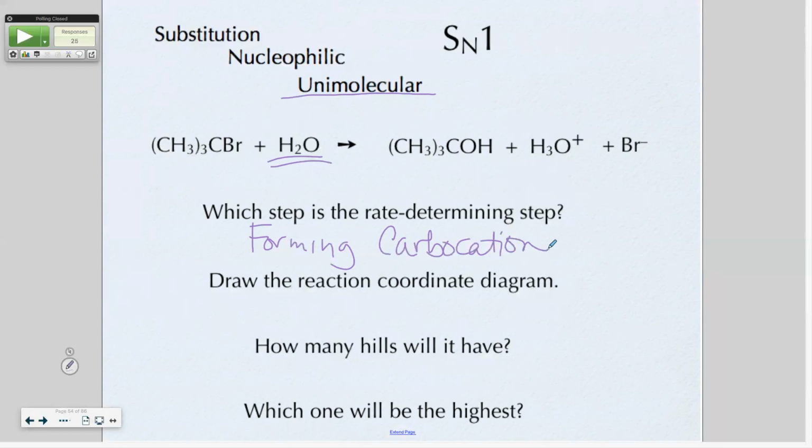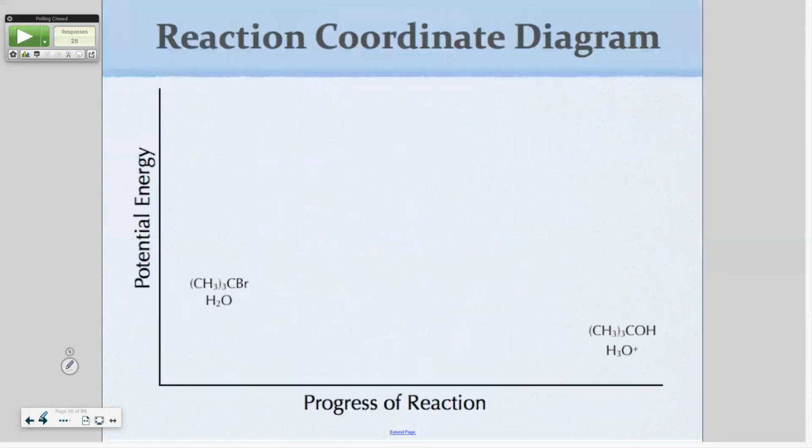All right, so you ready? So we're going to draw it. Here's where we're starting, and here's where we're ending. So we only have to figure out the middle. That's all. Here we go. Here's where we're starting, and we're going high, right? What do we have here? What did we form in that first step? Yeah, the intermediate, which is the carbocation.